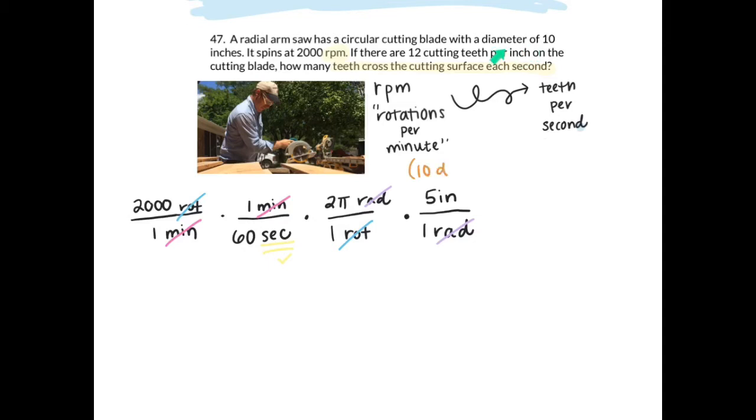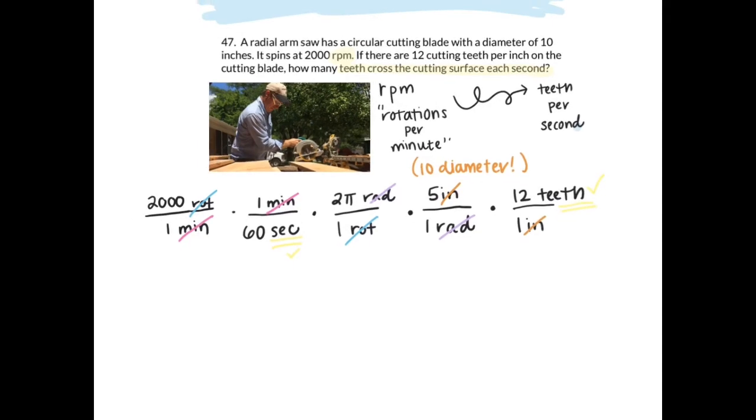Now, we do need to be particularly careful about diameter versus radius. So this problem gives me a diameter, which I don't need, but all I have to do is cut it in half to find the radius. Last piece, I have 12 cutting teeth per 1 inch. So I'm going to make sure that I have an inch in the numerator and denominator so I can cancel them out. Then it ends up with teeth. So now I have the final 2 units that I need, seconds and teeth.